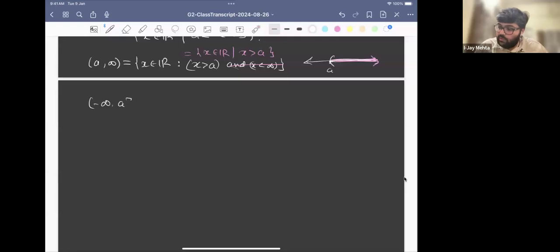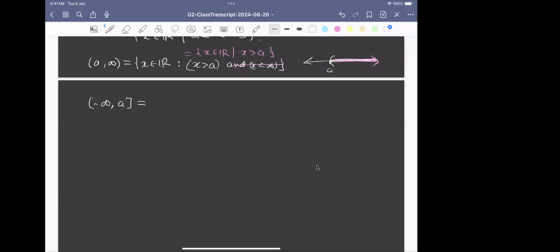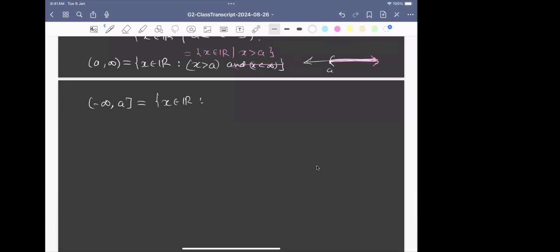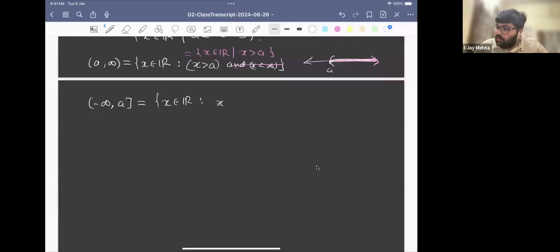What about this set? Very few people are picking. Aarti, what is the set? X belongs to R such that X is less than or equal to A. All of you agree with her? Good.